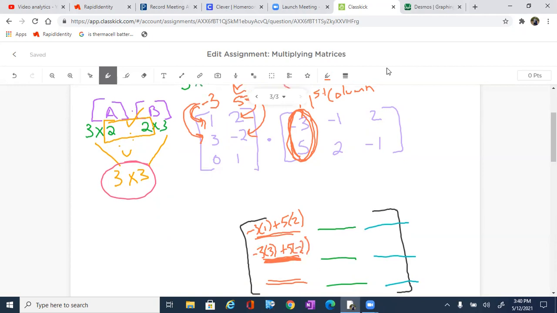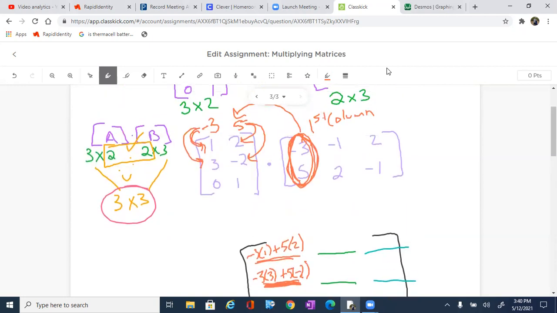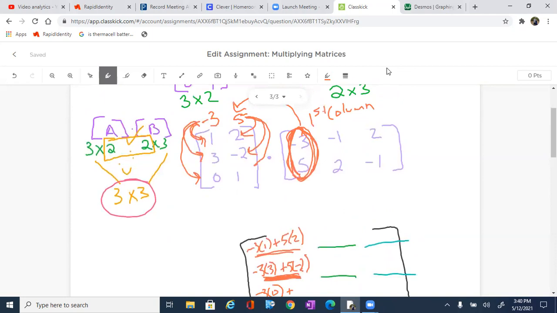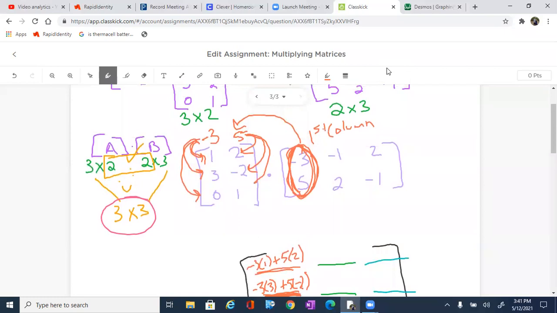Once we've got that, I'm still in the first column. I'm going to go to the third row. So it'll be negative 3 times 0 plus 5 times 1. And I'm just going to leave those as equations right now. We can simplify them in a second. Now, I have finished the orange column.